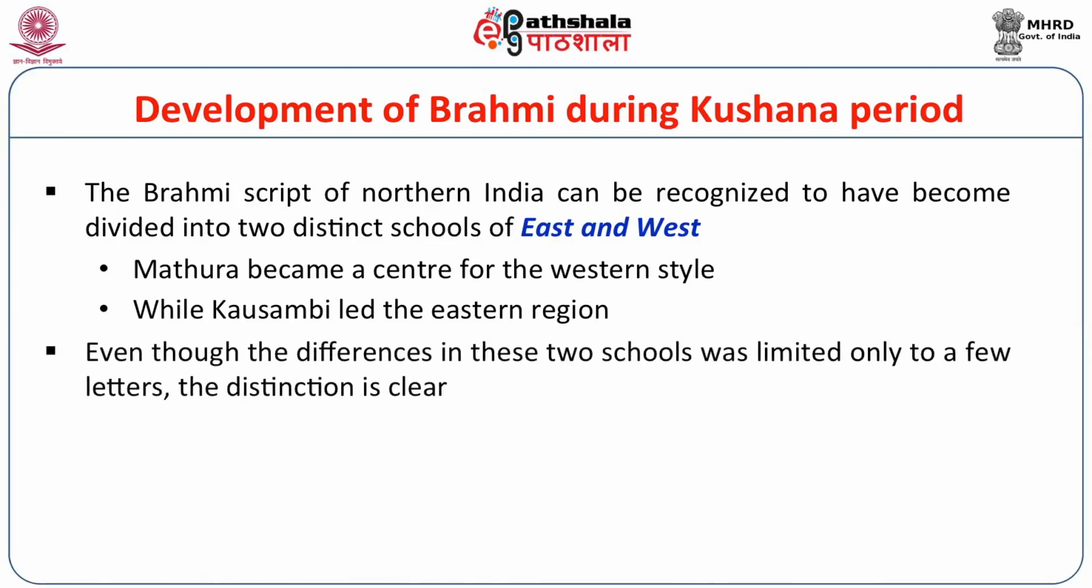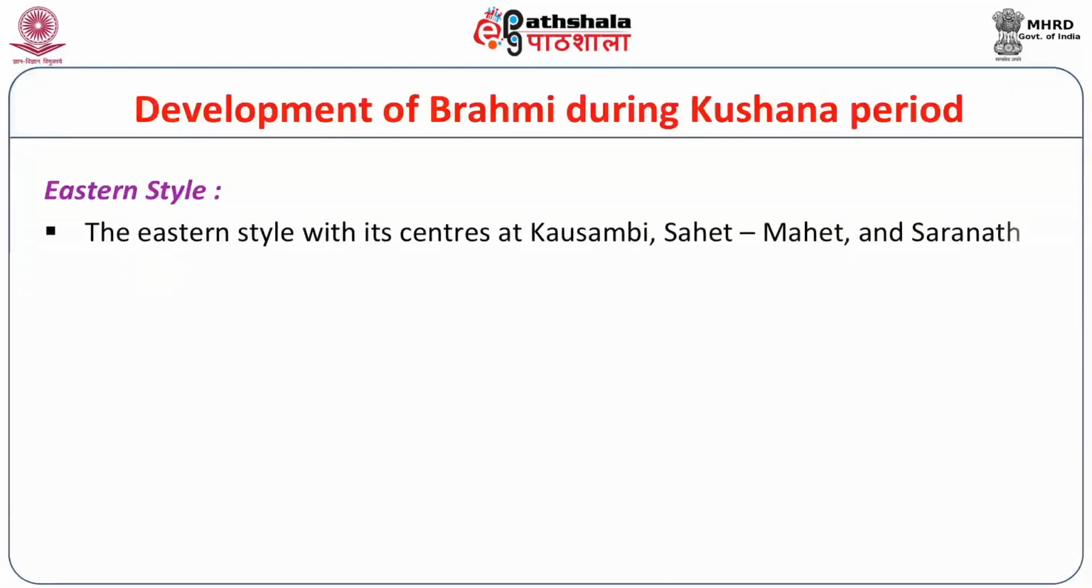Even though the differences in these two schools are limited to a few letters, the distinction is clear. It is not necessarily that the entirety has changed, but in certain letters you definitely see distinct forms appearing, which will be seen in future. This one, the Eastern style, has its centers at Kaushambi, Sahet Mahet, and Saranath.